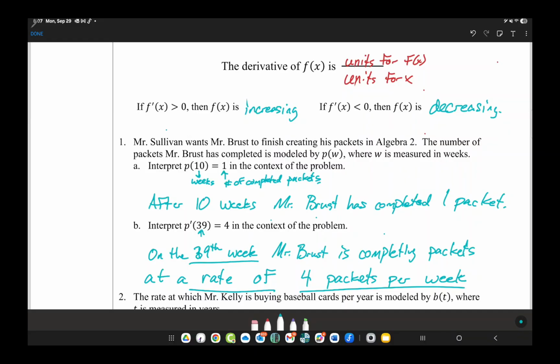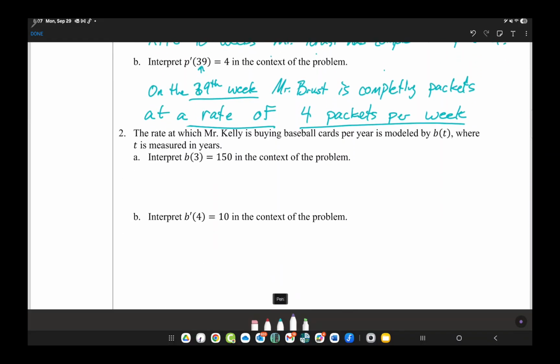It's almost done. The rate Mr. Kelly is buying baseball cards per year is modeled by this function. So interpret B of 3 equals 150. That one should be very straightforward. So T is measured in years. So on year 3, Mr. Kelly has purchased 150 baseball cards.